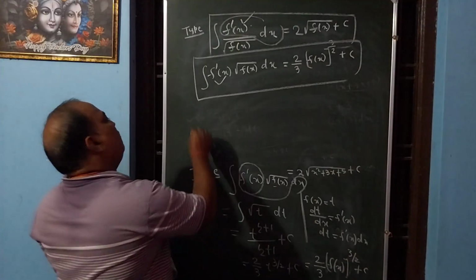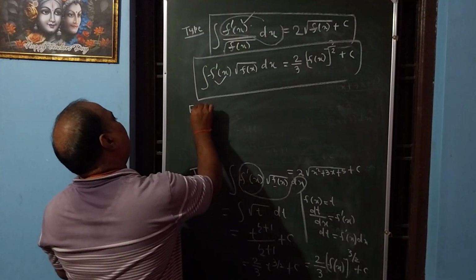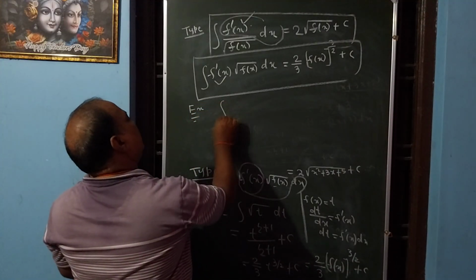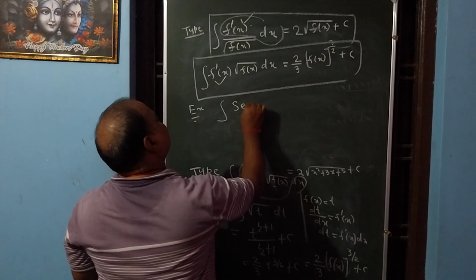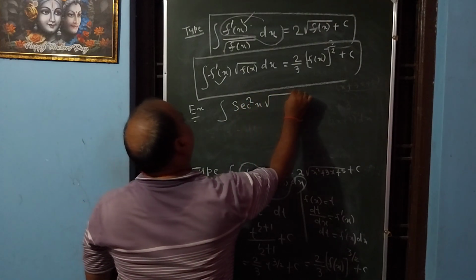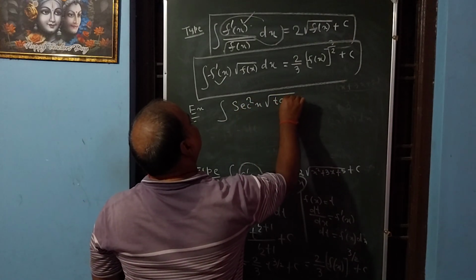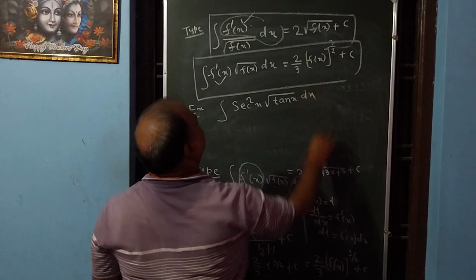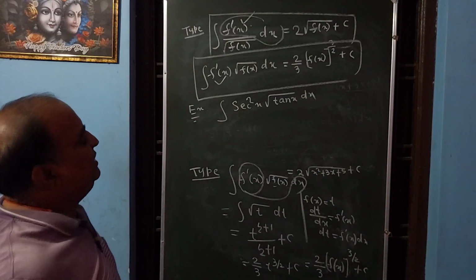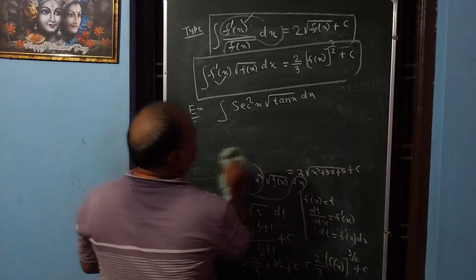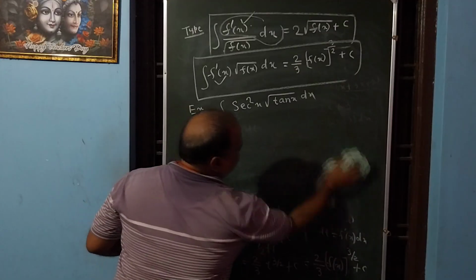Let us take one example. Sec square x root over of tan x dx. Question is just like this. So you have to put tan x is equal to t.